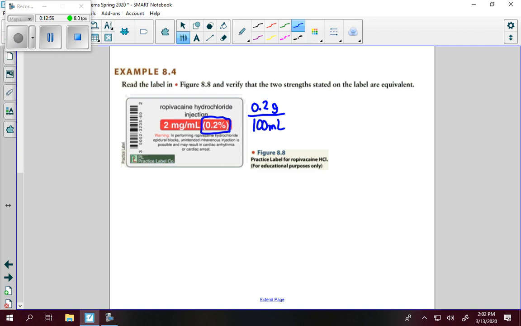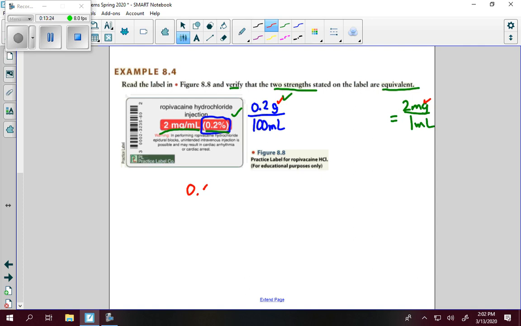Then the actual question here asks you to verify that the two strengths are equivalent. So verify that the two strengths are equivalent, which means that this should be equal to this. So this blue one we did here with the 0.2 grams over 100 milliliters, I'm going to see if it equals 2 milligrams for every 1 milliliter. In order to do that, I have to get this gram to equal milligrams.